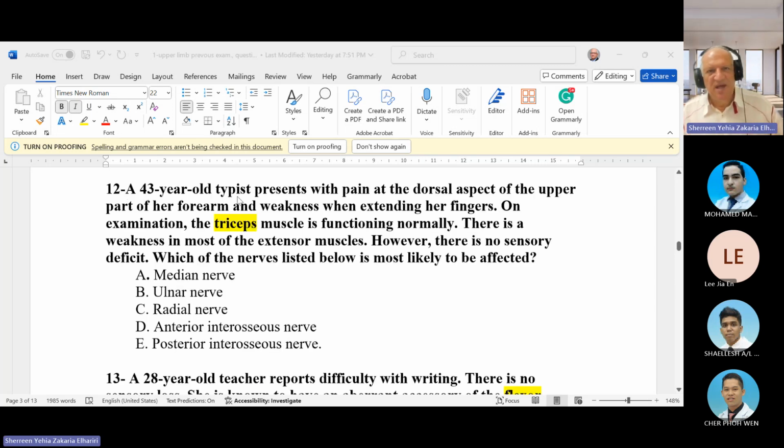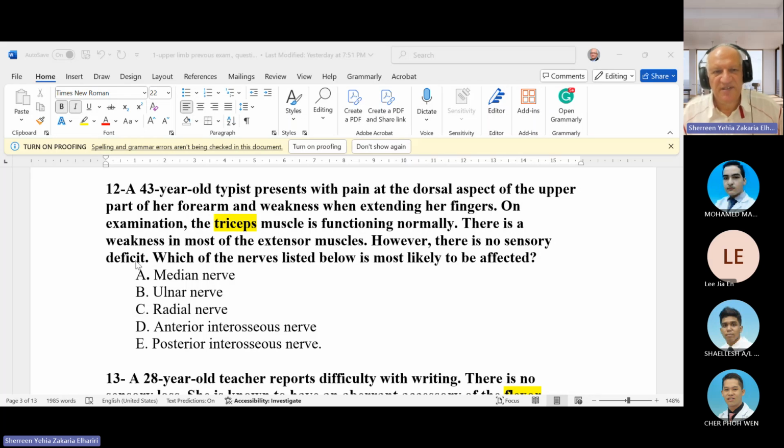A 43-year-old typist presented with pain in the dorsal aspect of the upper part of the forearm and weakness when extending her fingers. On examination, the triceps muscle functions normally. Of course, the triceps, as you know, is supplied by the radial nerve. There is weakness of most of the extensor muscles. In general, extensor muscles are supplied either by the radial nerve or a branch of the radial nerve, which is the posterior interosseous.